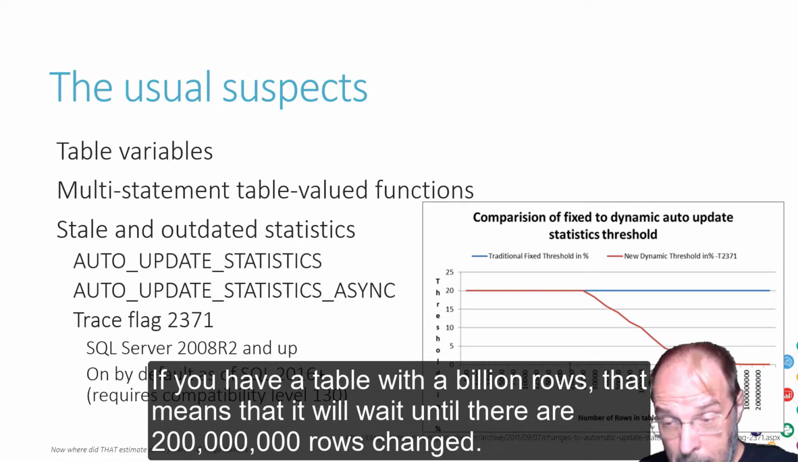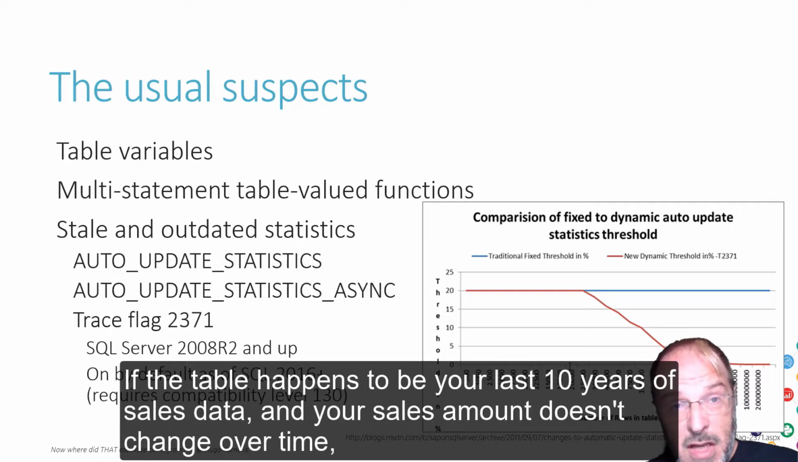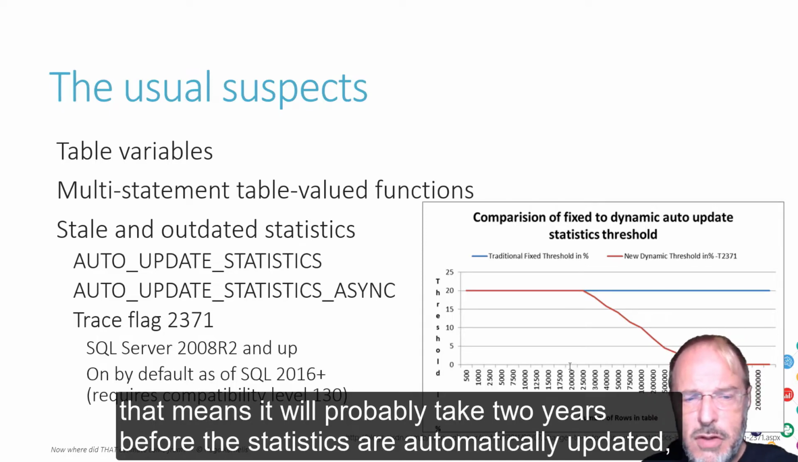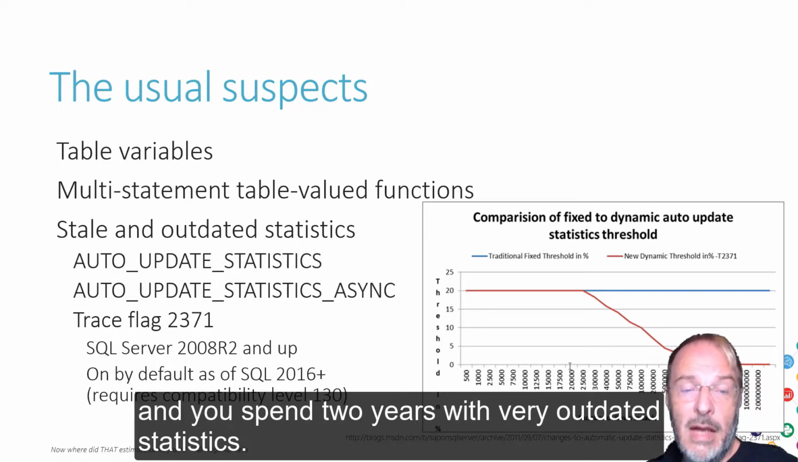If you have a table with 1 billion rows, that means that it will wait until there are 200 million rows changed. If the table happens to be your last 10 years of sales data, and your sales amount doesn't change significantly over time, that means it will probably take 2 years before the statistics are automatically updated. And you spend 2 years on very outdated statistics.